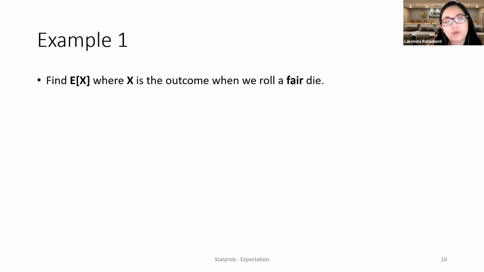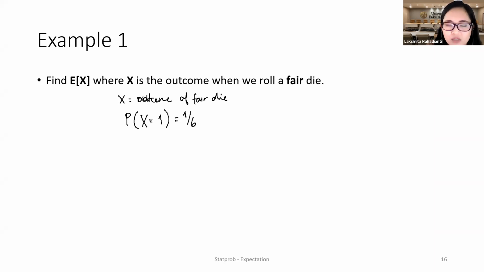So for example, when we talk about the outcome of rolling a fair die, we can define our X as this rolling outcome, or outcome of fair die. And we can also now define the probability of X being 1. It's one die, right? So 1/6, which is the same as any x, 1 until 6. It is 1/6, where x_i is 1 until 6.